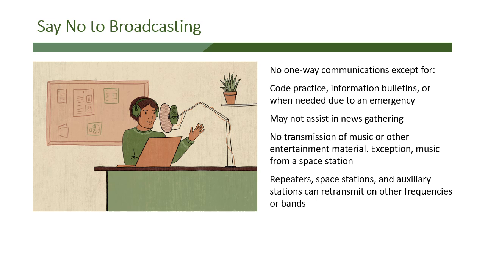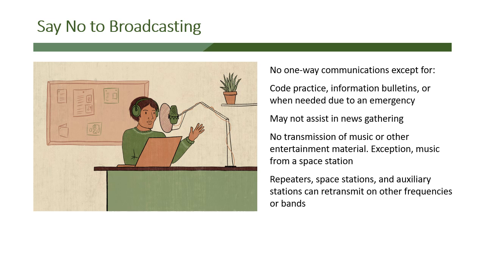You also may not assist in news gathering. No transmission of music or other entertainment material, except music from the space station. I don't know why when it's a space station it's allowed, but it's allowed. Now, what does this mean? It means that if you're driving your car and you're starting to transmit, turn off your radio that has music and news and things on it. That's incidental transmission, so that's not legal. So you want to turn that down or off, ideally. And so that's what you cannot do.